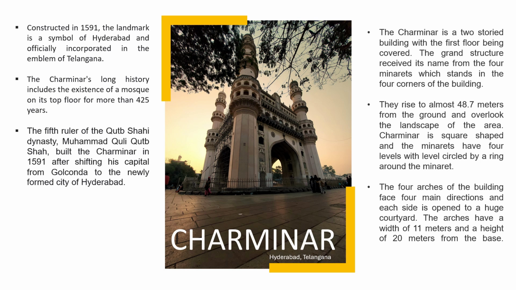Charminar is square-shaped and the minarets have four levels, with levels circled by a ring around the minaret. The four arches of the building face four main directions and each side is open to a huge courtyard. The arches have a width of 11 meters and a height of 20 meters from the base.